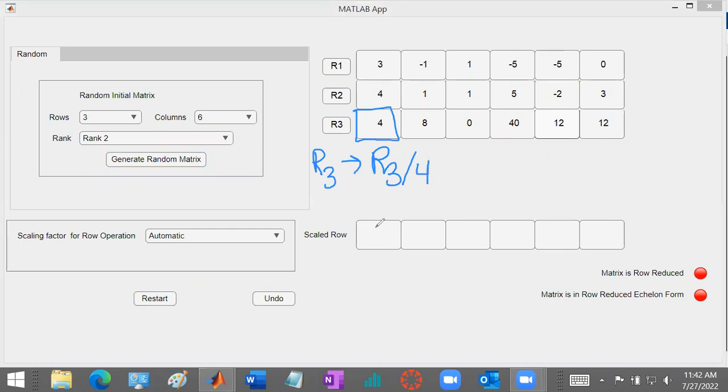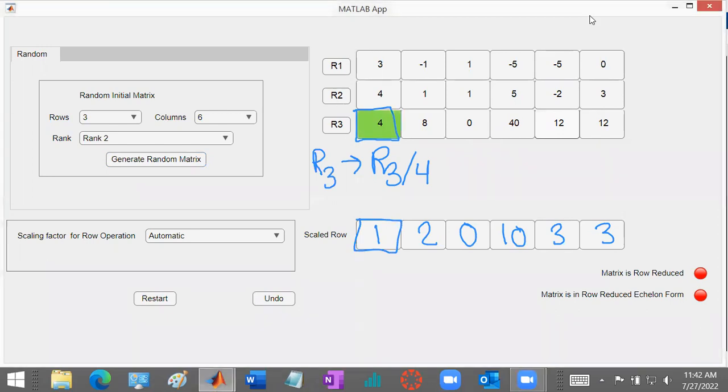So what would that be? That'd be 1, 2, that'd be 0, that'd be 10, that'd be 3, that'd be 3. So the point is that I have this 1 here, and once I get a 1, I'll move it all the way up. So let's do that. Click this, rescale this whole row. So that's what we have here.